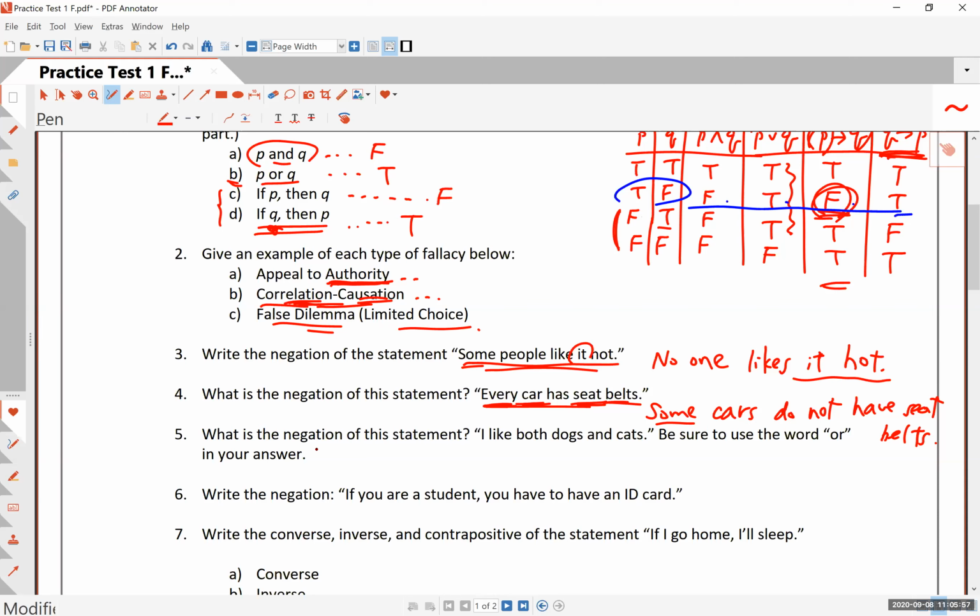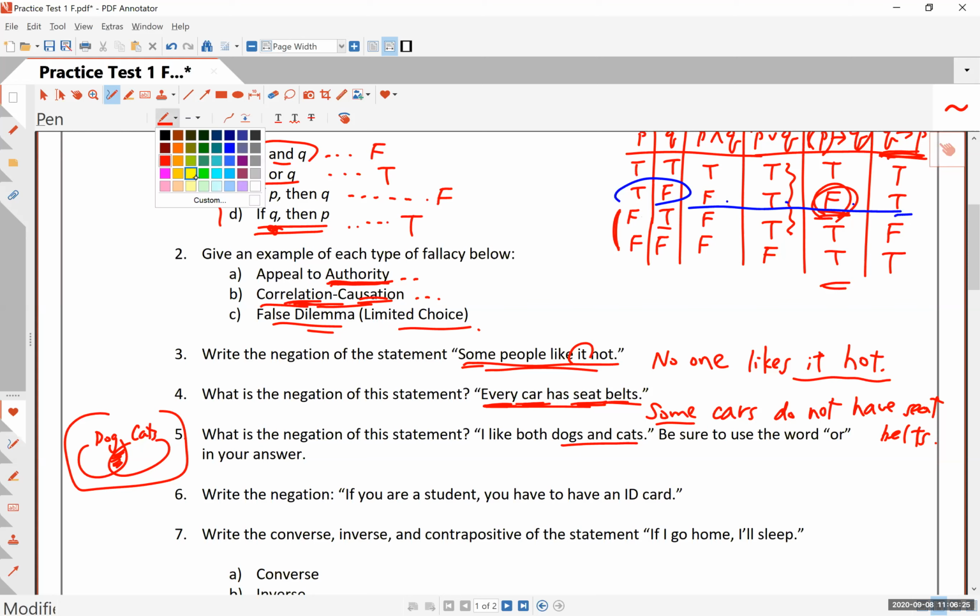Okay, number five, what is the negation of the statement? I like both dogs and cats. Be sure to use the word "or" in your answer. And that's because of De Morgan's law. Remember, I like both dogs and cats, right? So you have dog lovers and cat lovers. And so when you say I like both dogs and cats, this is where you are. And so the negation is everything outside of this, okay? Everything outside, how would you describe this?